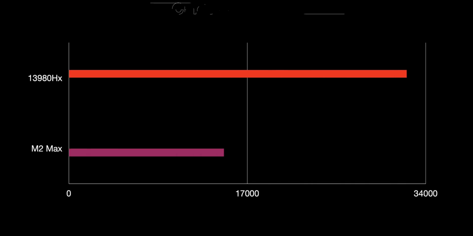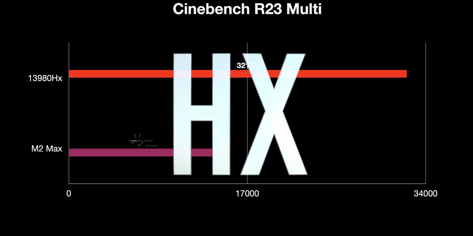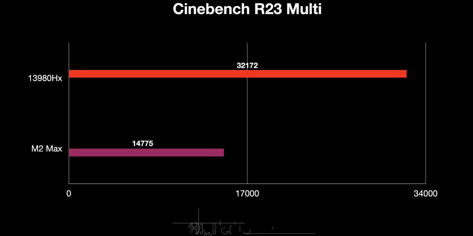This is an absolute destroyation. Multicore, the 13980HK is double the speed of the M2 Max, maxed out. Double the speed in multicore Cinebench. So if you're doing Cinema 4D or Blender render or something like that, these Intel CPUs will just destroy the M2 Max. Yes, using double, triple the power, but faster is faster.